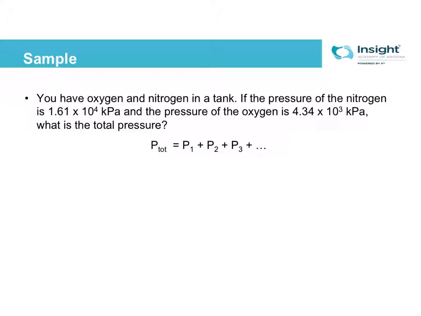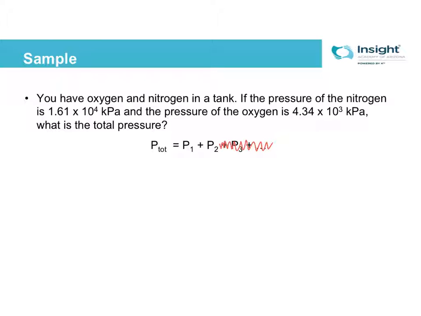You have oxygen and nitrogen in a tank. If the pressure of the nitrogen is 1.61 times 10 to the 4th kPa, and the pressure of the oxygen is 4.34 times 10 to the 3rd kPa, what is the total pressure? In this example, we have 2 gases, so we don't need the rest of the equation here. Pressure 1 plus pressure 2 is going to be equal to our total pressure.